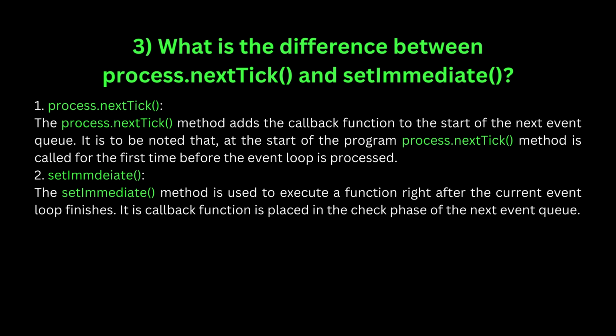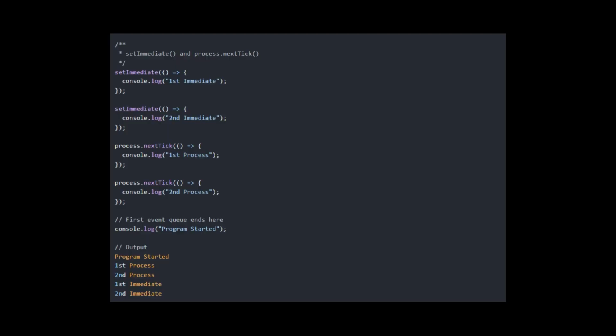The setImmediate method is used to execute a function right after the current event loop finishes. Its callback function is placed in the check phase of the next event queue. Please look at the example below.